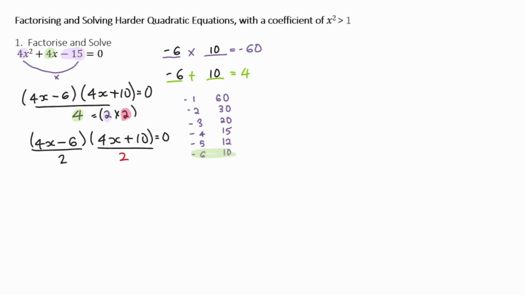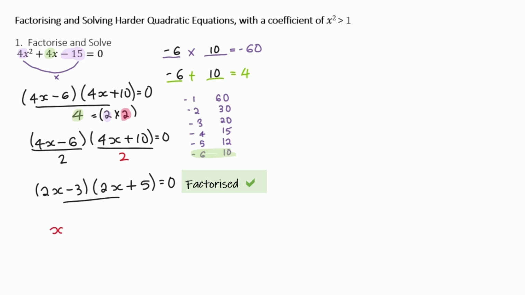So for the first bracket, if we divide each term by 2, we are going to have 2x minus 3. And for the second bracket, if we divide each term by 2, we are going to have 2x plus 5. We have now factorized this equation, and if we want to solve it, we now have to equate both of these brackets to 0 separately.